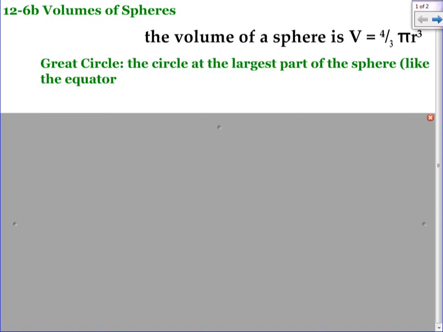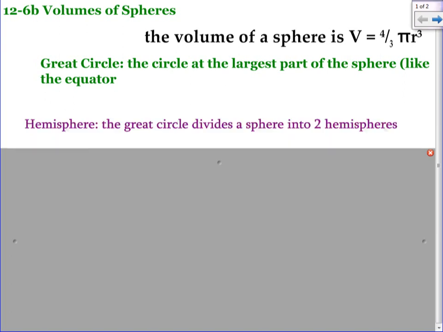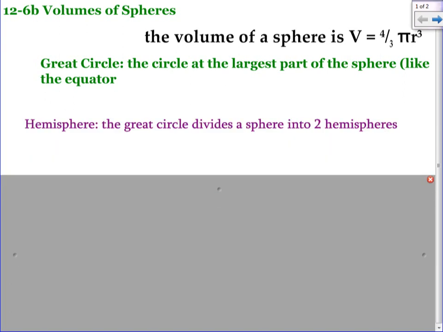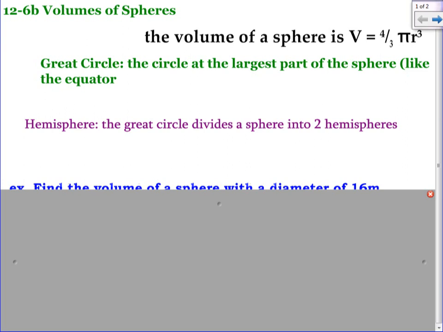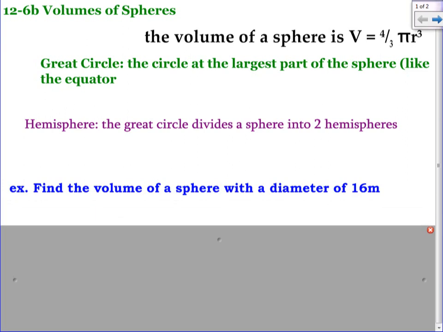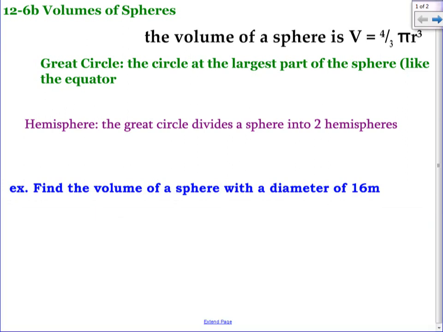A reminder that the great circle is the circle at the largest part of the sphere, kind of like the equator on the Earth. And a hemisphere is what cuts the sphere into two equal parts, which is right around the great circle. All right, so we'll go through two examples.